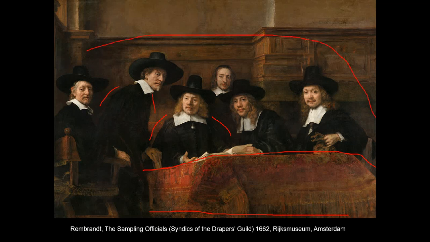So this is a guild. This isn't a group of saints. It isn't a group of classical heroes. It isn't even a group of nobles or kings or popes or cardinals. It's ordinary middle-class people showing off their wealth and their prestige. So the character of art is going to be different. You have a much different art market going on in the Netherlands.